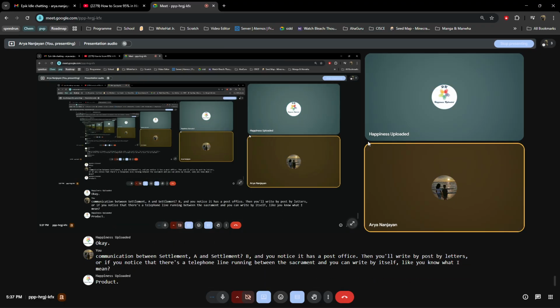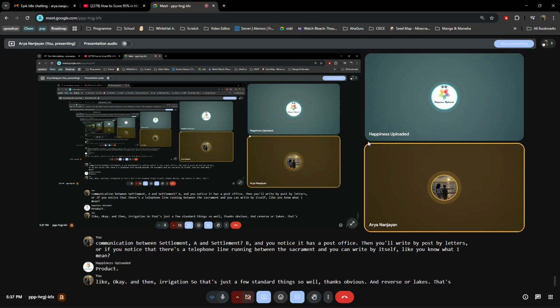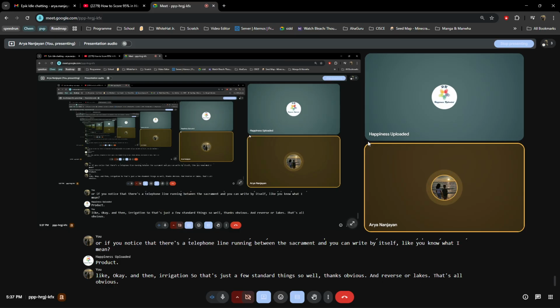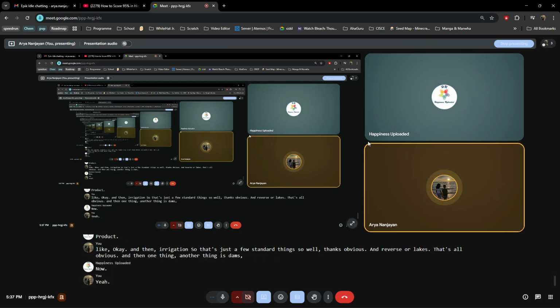Got it. And then irrigation. There's just a few standard things. So wells, tanks, obvious, and rivers or lakes. That's also obvious. And then one other thing is dams. Yeah, dam. Only dam.